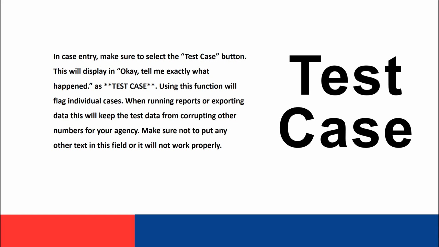Now let's talk about test case. In case entry, just make sure to select the test case button. This is displayed in the "OK, tell me exactly what happened" field, and it will display as several asterisks, test case, with a couple more asterisks. Using this function will flag individual cases, and when running reports or exporting data, this is going to keep the test data from corrupting the other numbers for your specific agency. And make sure not to put any other text in this field or it won't work properly.